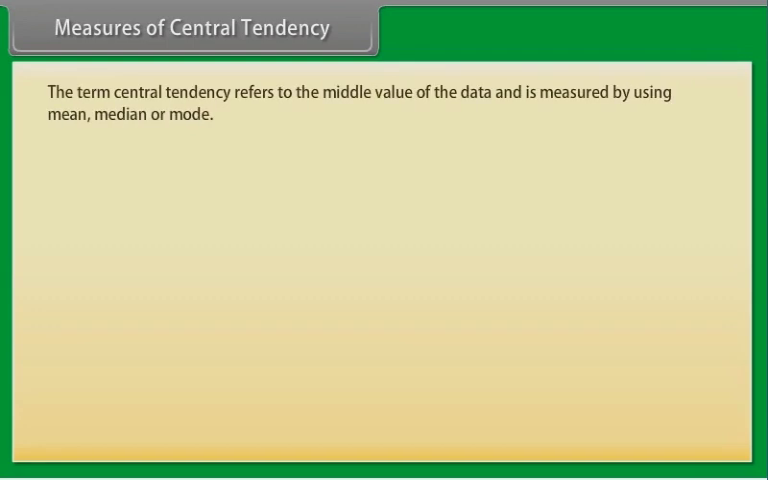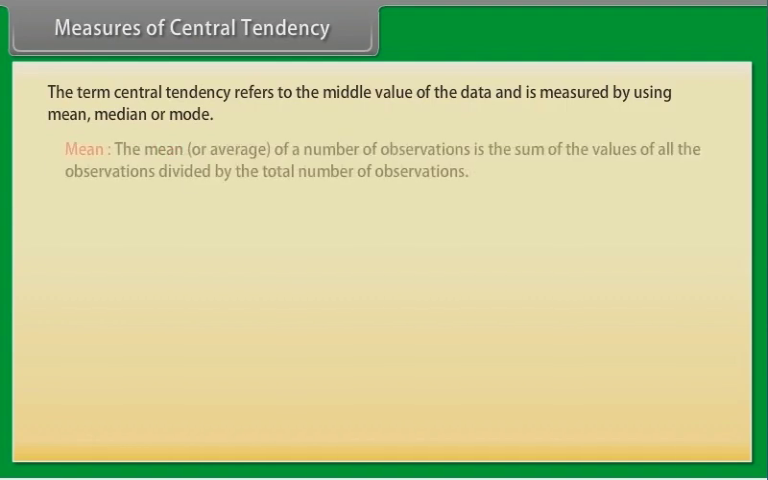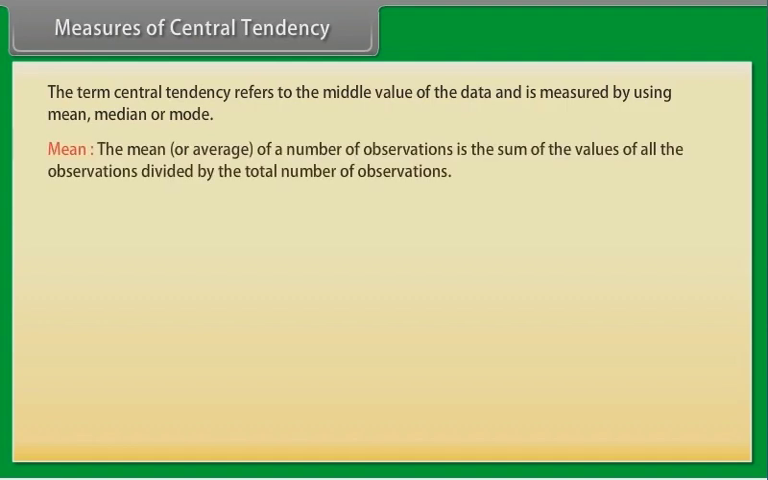Measures of central tendency. The term central tendency refers to the middle value or a typical value of the data and is measured by using mean, median or mode. Let's go through them one by one. Mean. The mean or average of a number of observations is the sum of the values of all the observations divided by the total number of observations. It is denoted by this symbol, read as x bar.